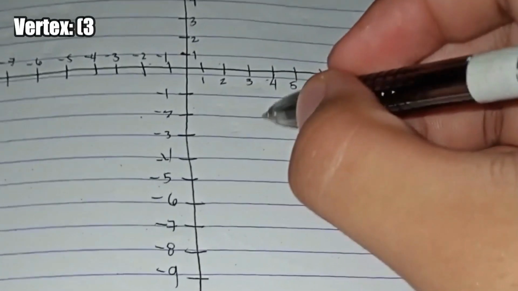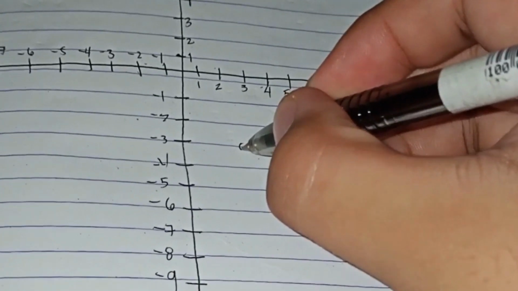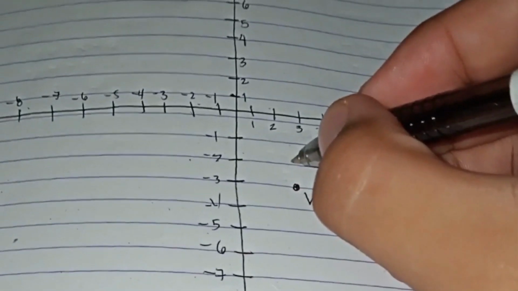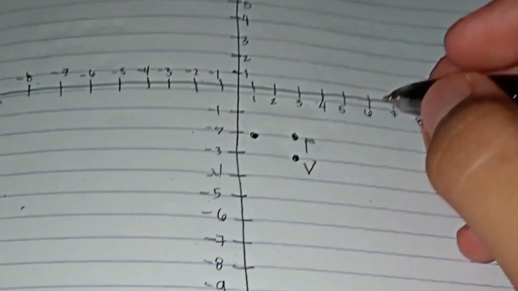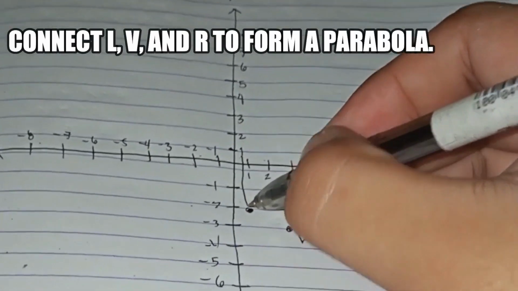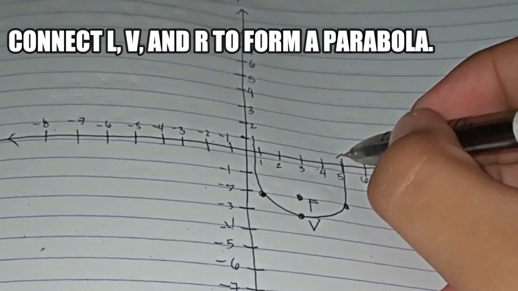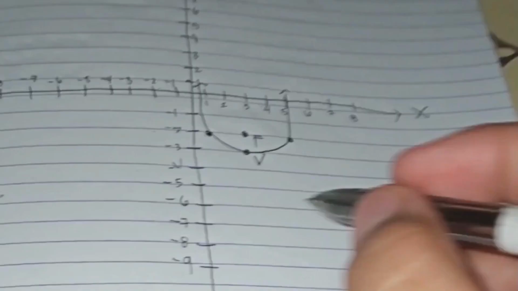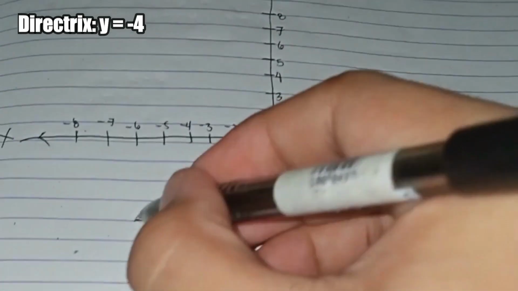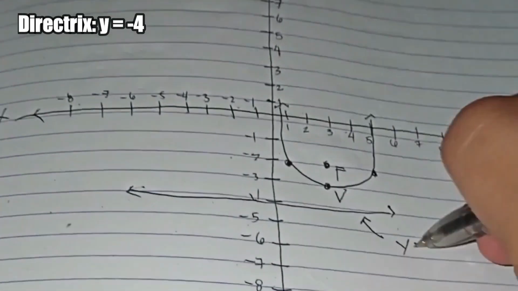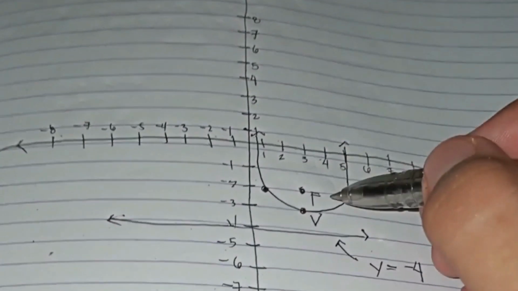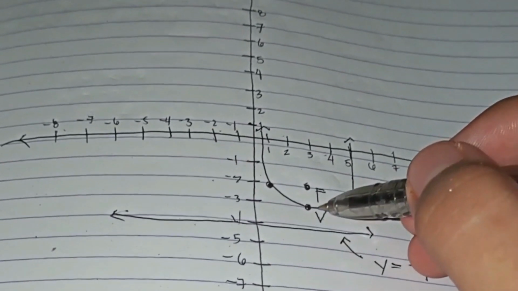Vertex is 3 and negative 3. Focus is 3, negative 2. The endpoints are 1 and 5, negative 2. The directrix is y equals negative 4. Then the line of symmetry will cross the vertex and focus.